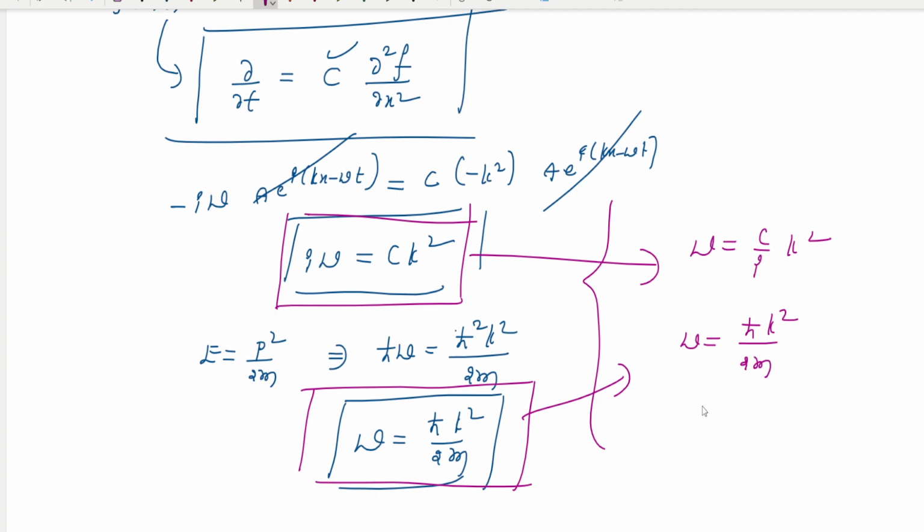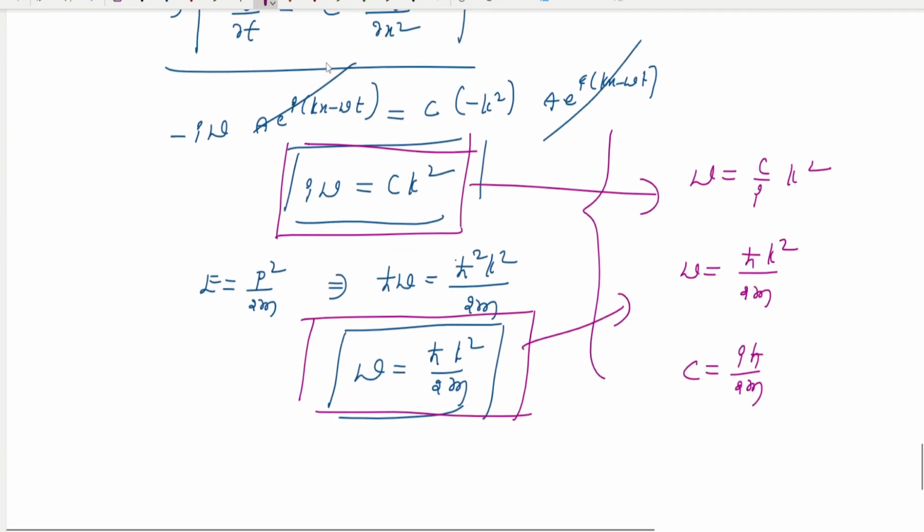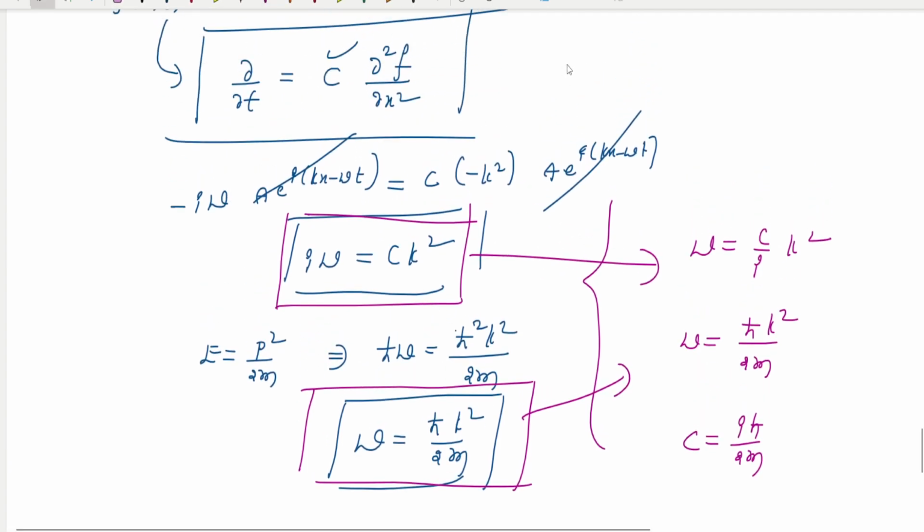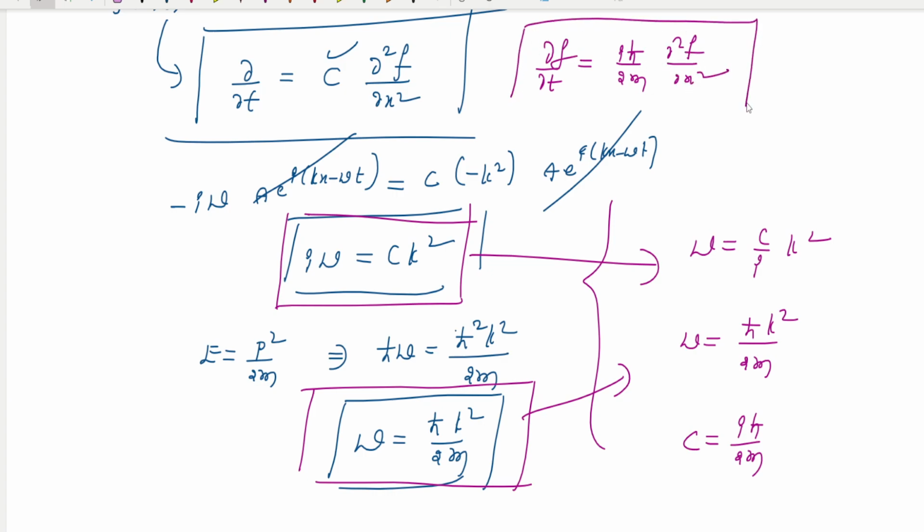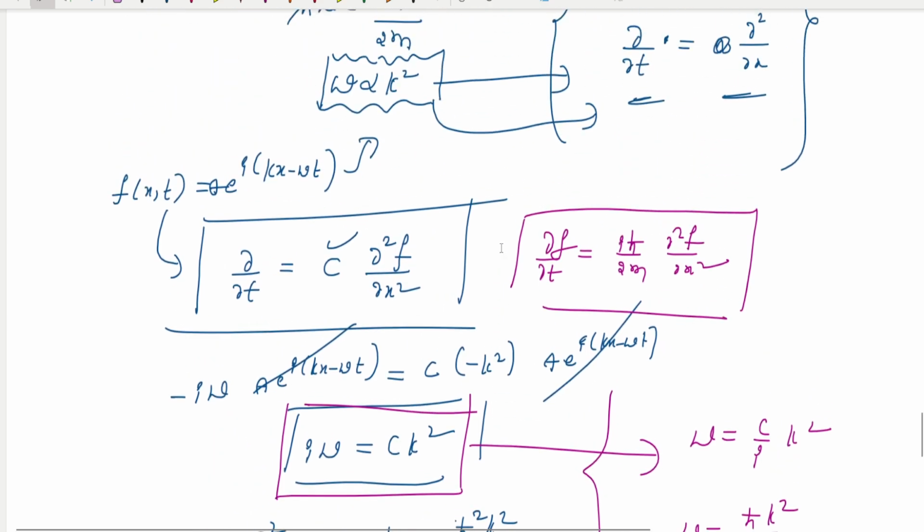So from these two equations, we can get C equal to i h cross divided by 2m. Therefore, here the C is there. So we can get dou psi by dou t equal to, what is the C value, i h cross divided by 2m, dou square f divided by dou x square. So this is actually the Schrodinger equation they got.